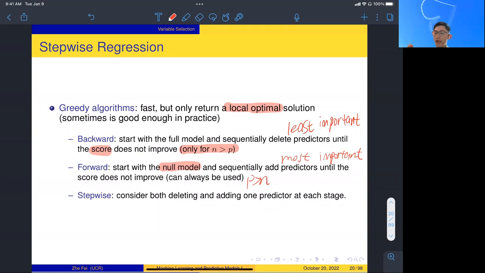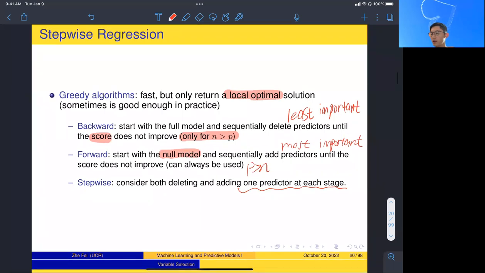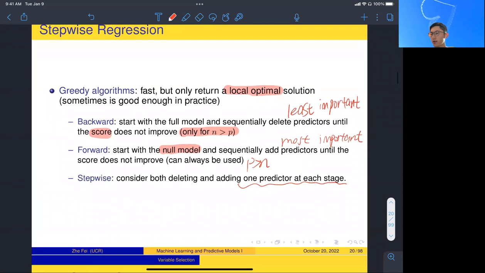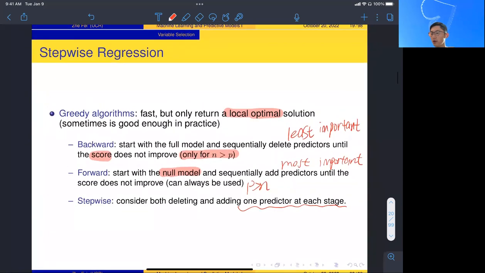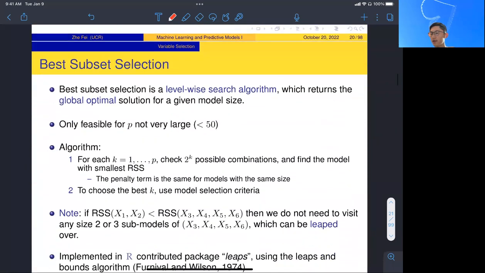And naturally we would have the stepwise selection that considers both deleting and adding one predictor at each stage. Also, for these sequential or greedy algorithms, we update the subset of predictors only one predictor at a time. That's also a key here. So stepwise selection is also a classic method.